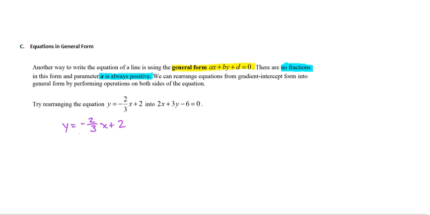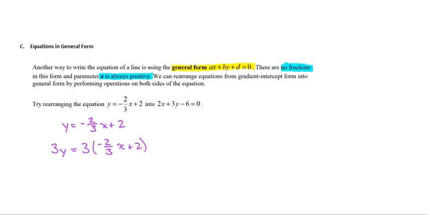And what I can do to accomplish that is I can multiply both sides of the equation, so the entire side, by 3. So that's going to become 3y equals 3 multiplied by this whole side of the equation. I can't just multiply the slope because that would actually change the equation of the line. I need to maintain equality, so I need to do the same thing to both sides.